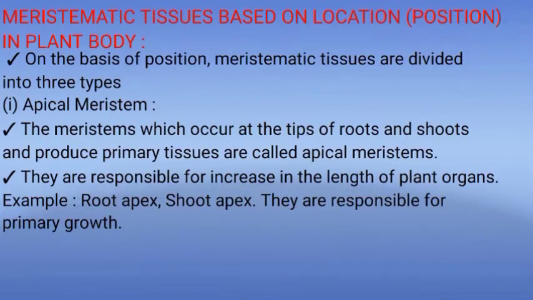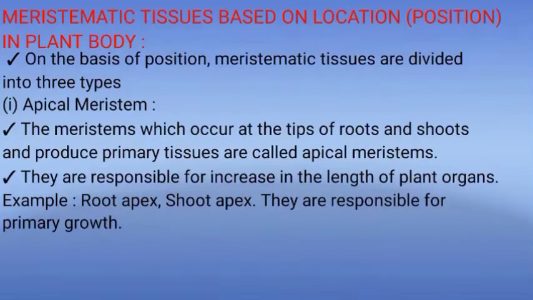On the basis of position or location, meristematic tissues are divided into three different types: apical meristem, intercalary meristem, and lateral meristem. The very first one, apical meristem. The meristems which occur at the tips of roots and shoots and produce primary tissues are called apical meristems, which means apical meristems are present at the tips of root and shoot.